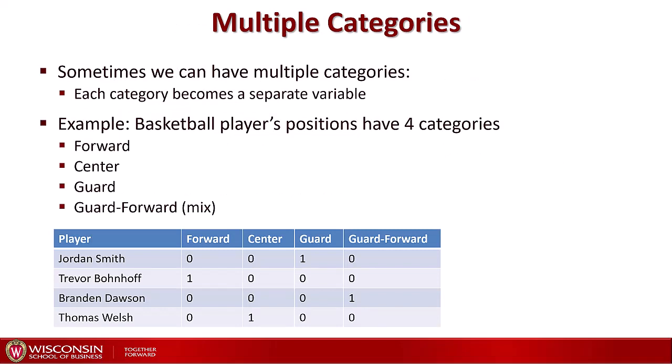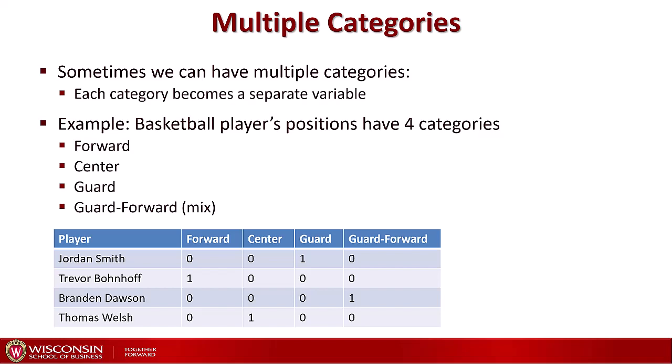What happens if we have many categories? In that case, each category becomes a separate variable. For instance, in a basketball team, each basketball player has a position and they could be grouped into 4 categories. We could have forward position, center position, guard position, or a guard-forward mix of positions.